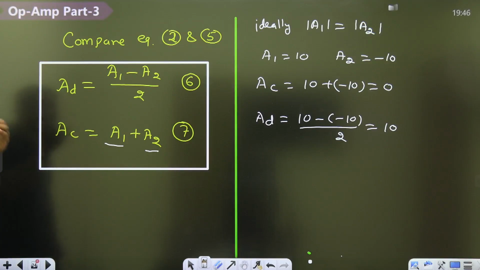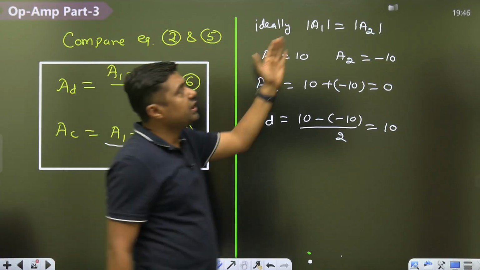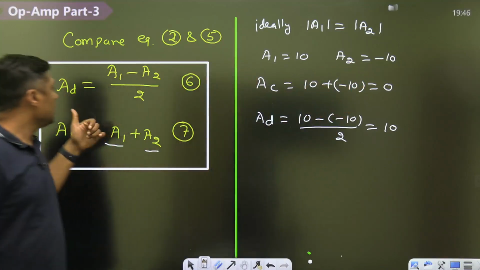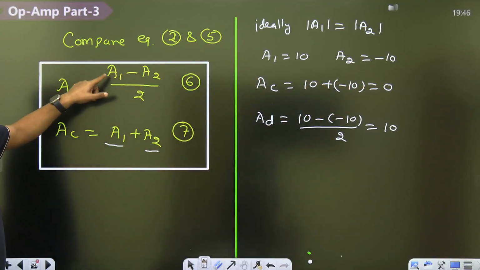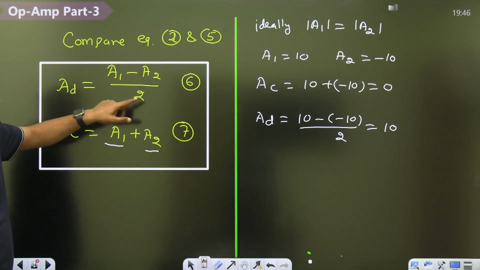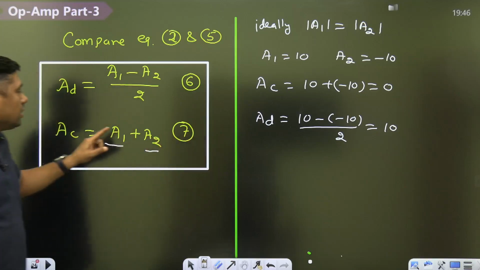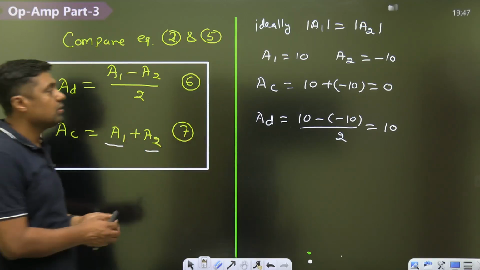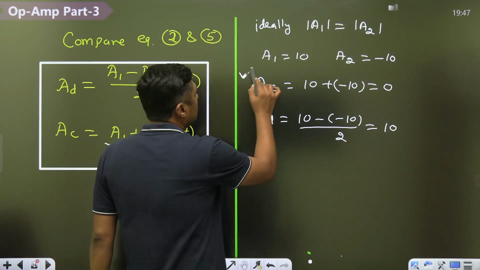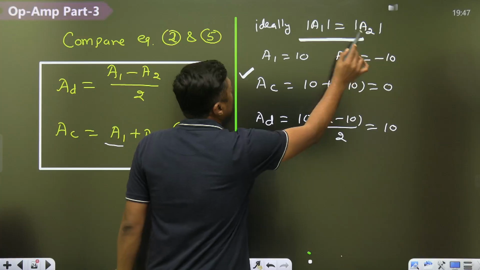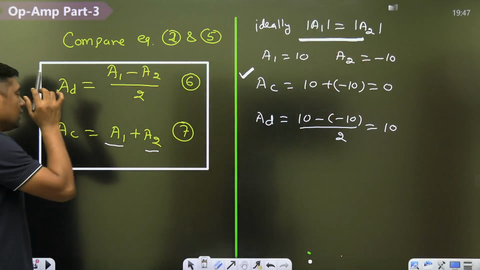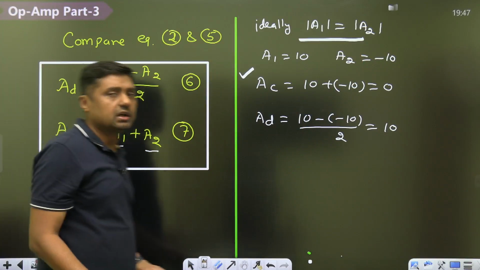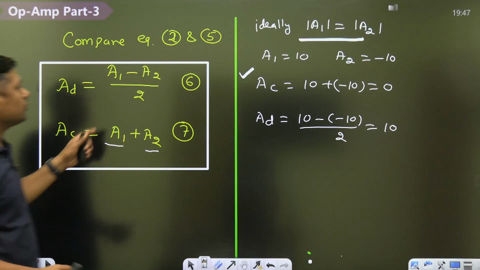Suppose let the magnitudes of A1 and A2 be equal. One is 10, one is minus 10. Put in this equation. So you will get AD is equal to 10 minus of minus 10 by 2. AD is 10. And what is the AC? 10 plus minus 10, it will become 0. So what is the ideal value of AC? 0. Again, if the A1 and A2 are equal in magnitude, then AC is 0 and AD is 10. And that is called ideal condition. And this is the standard formula.